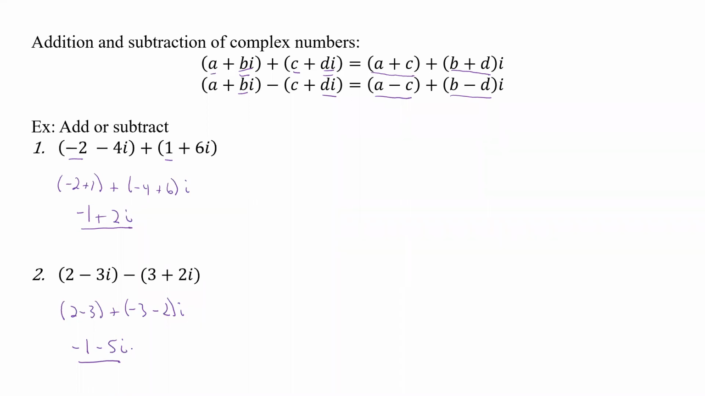Okay. And so really this isn't going to be anything different than what we've seen if we just had something like 2 plus x and plus 3 plus 4x. What we did was we took the like terms and added them. So 2 plus 3 was 5, x plus 4x is 5x, and it works the same way, except now we deal with that imaginary number instead of the variable x.